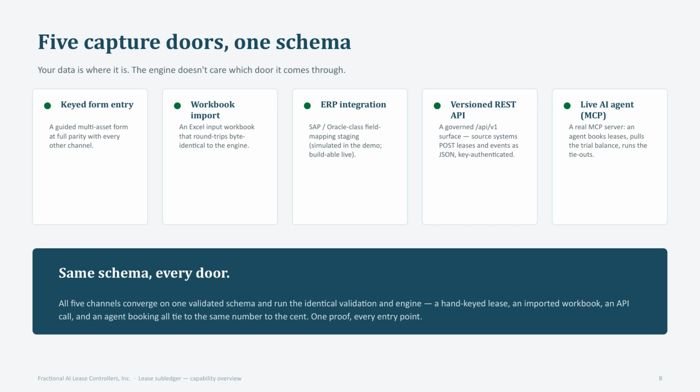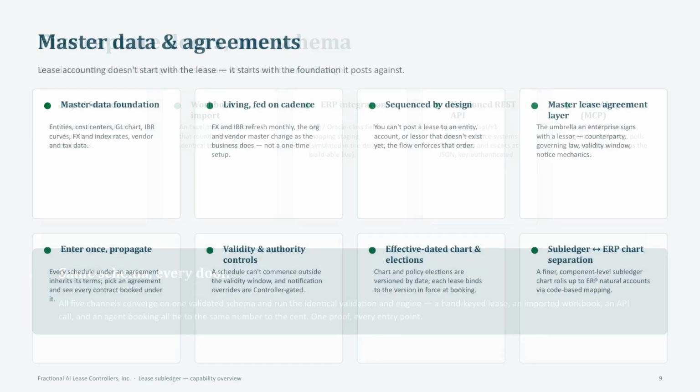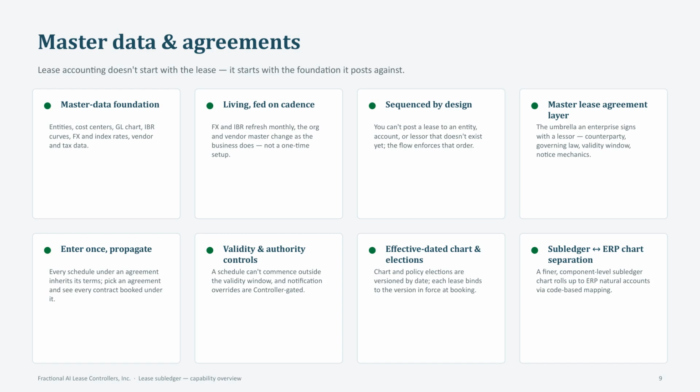And here's the point. All 5 doors converge on one validated schema and run the identical engine. A hand-keyed lease, an imported workbook, an API call, and an agent booking all tie to the same number to the cent. One proof, every entry point. Lease accounting doesn't start with the lease.